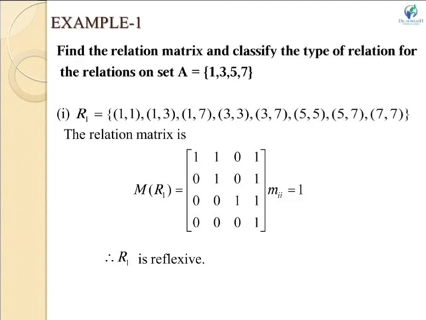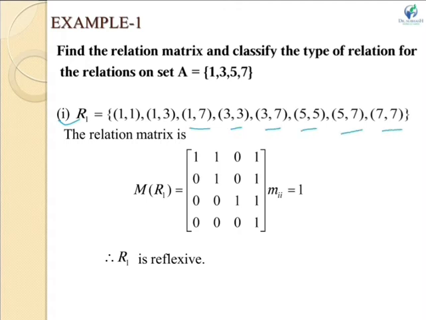Now let us take one example. Find the relation matrix and classify the type of relation for the relations on the set A equal to {1, 3, 5, 7}. We are having 6 different relations, R1 to R6. We will see one by one the type of relation over here in the matrix form. Here R1 is given: (1,1), (1,3), (1,7), (3,3), (3,7), (5,5), (5,7) and (7,7).